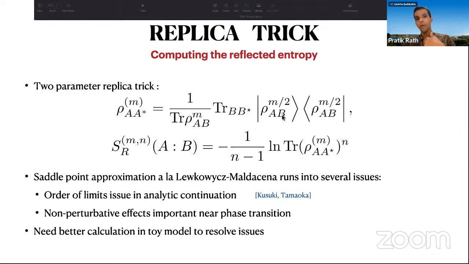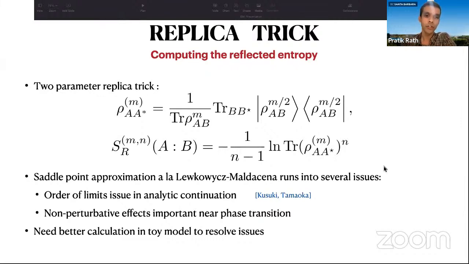Similarly, we employ another replica trick to compute the entropy in this state. And that's the more familiar one where we compute the Renyi entropies at integer n and then do some analytic continuation to 1. So in the end, what we want to do is compute this quantity and analytically continue both the parameters m and n to 1. This gives us the reflected entropy. This is something that one can set up in gravity. And the naive guess, which was part of the original proposal, was to do a sort of saddle point approximation similar to what Lewkowycz and Maldacena did for the entanglement entropy. However, there are some issues with this proposal.